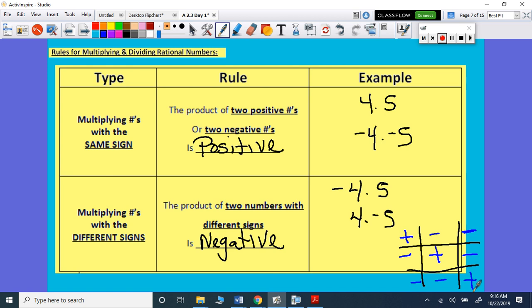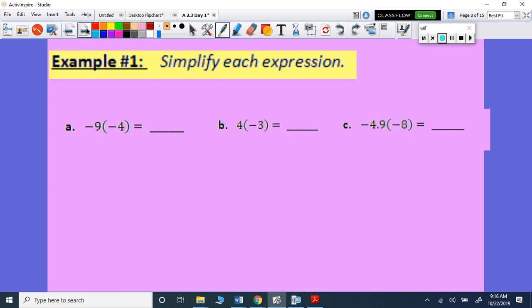All right, so let's do the test. On the first one, do I have two positives or two negatives? Negative. So it's going to be a positive. Look at your charts. It's not 38. It's 36. Yep. So negative times a negative is a positive. What is a positive times a negative? Negative what, everybody? 12. Yep.